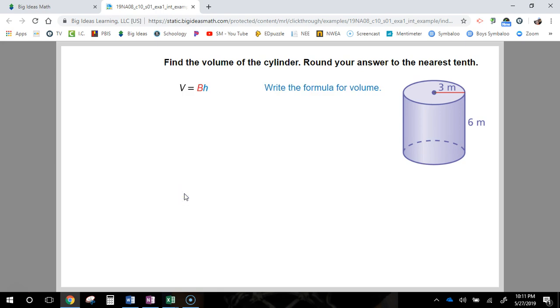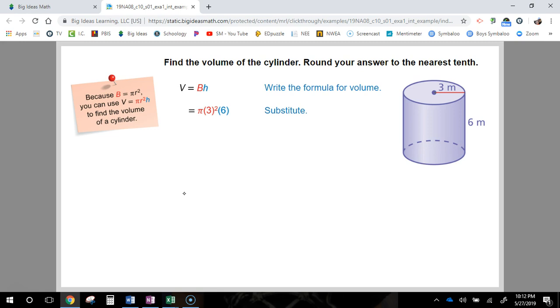Alright, so the first thing is we know the volume is found by base times height. And because base, like we're saying right here, is pi times r squared. So I like how they color code this. The B's in red and base is pi times r squared. So I'm going to substitute pi r squared in for our first formula. Well, we can see our radius is 3. So I'm going to say pi times 3 squared. And we're going to take that times the height, which was 6.